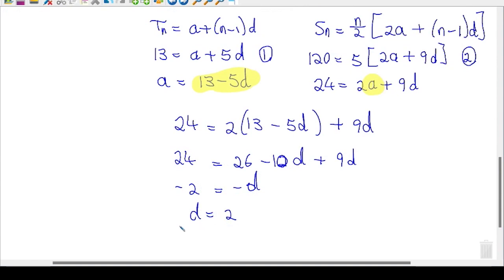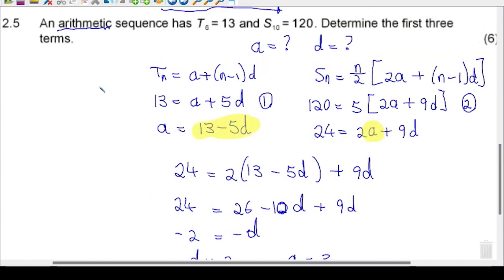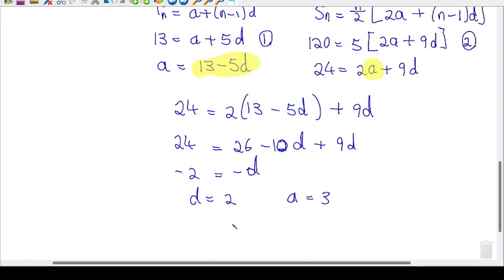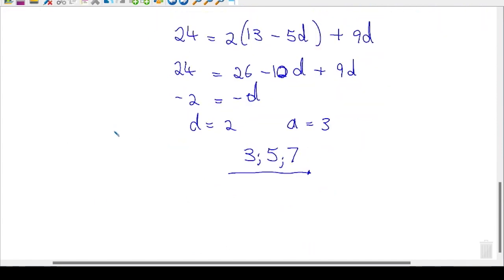Right, now we're going to find an equation where we've got A equal to, and that's that one just higher up there. We know that A is 13 minus 5D. So if D is 2, 13 minus 5 lots of 2, 13 minus 10, A is 3. We may think we're finished, but we're not. Let's just remind ourselves, it asked for the first three terms. So if A is 3, that's the first term. If D is 2, the next term is 5, and the next term is 7. And there's the answer to that question.